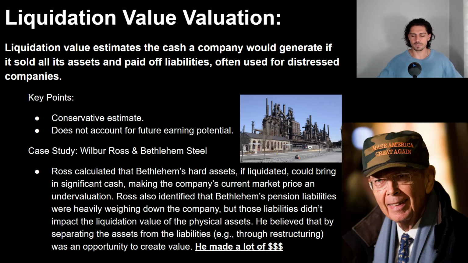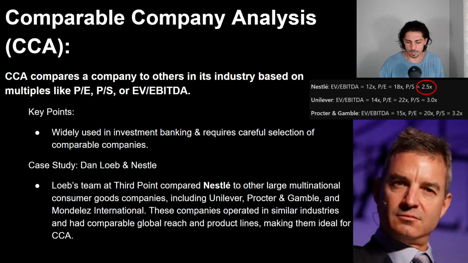Now, liquidation value valuation. This is another one of my favorites. Wilbur Ross here shown, he famously bought Bethlehem Steel because Ross basically calculated that Bethlehem Steel had all these hard assets. And if it was liquidated, it could just provide a lot of cash, because it had these pension liabilities, and that was impacting the valuation of the equity, but it doesn't actually impact you as an owner per se. So essentially, he sold off a huge amount of these assets without really paying the pensions of these people. So that's a little bit questionable, but hey, we'll keep moving.